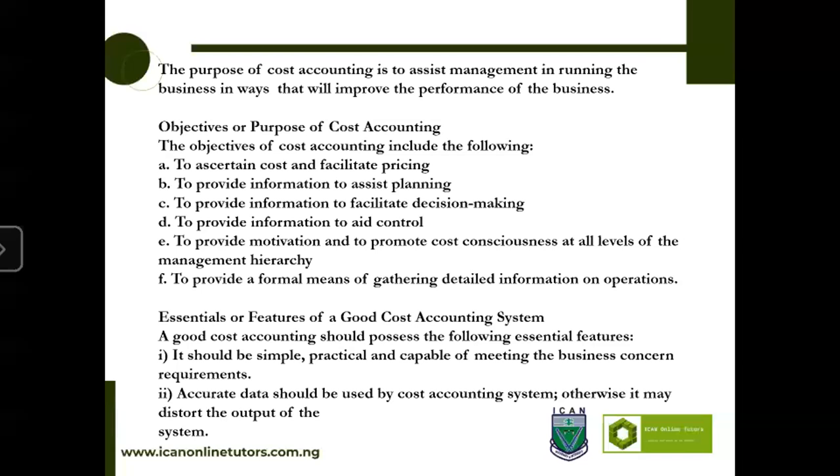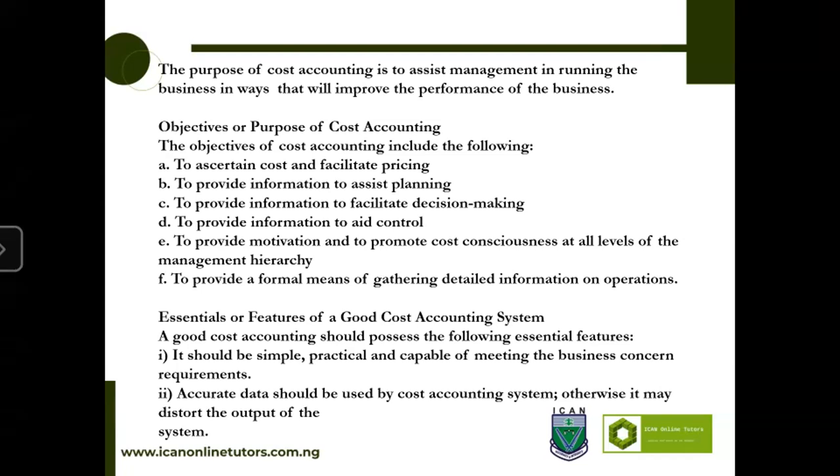Another one is to provide information for the management. The purpose of cost accounting is actually to assist the management in making informed decisions, so that it will enable them to plan, to control, and to take adequate decisions. Also to determine the actual selling price of an item.